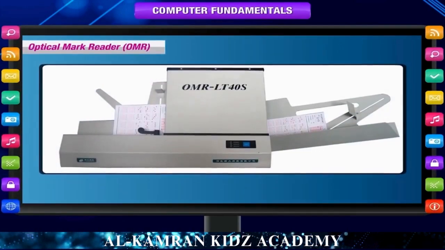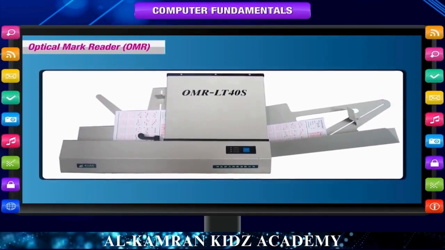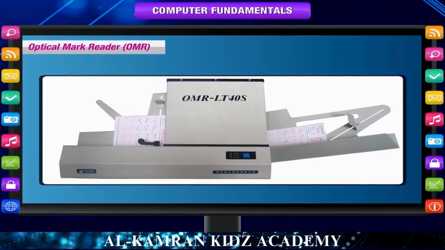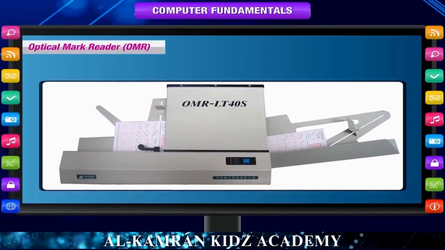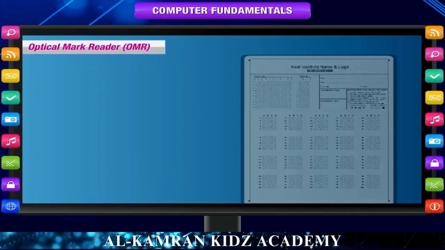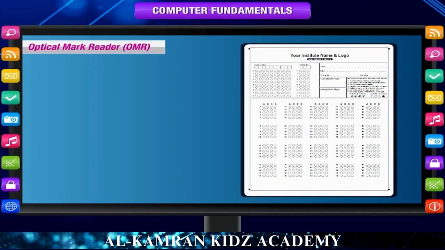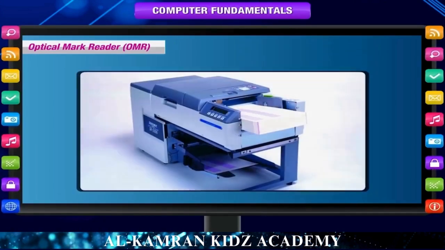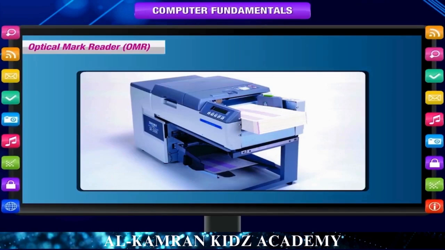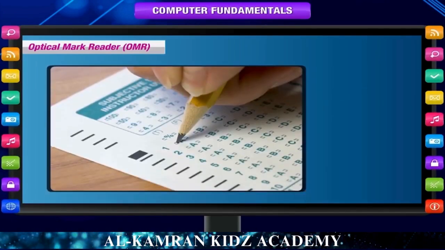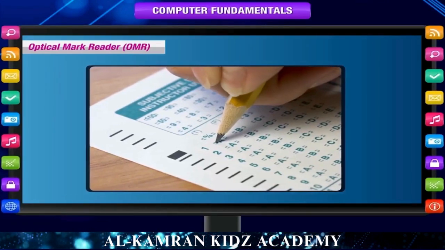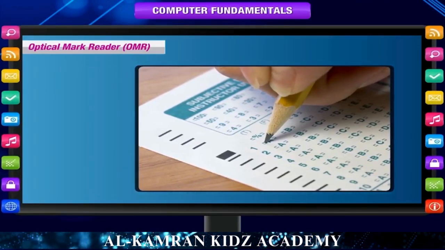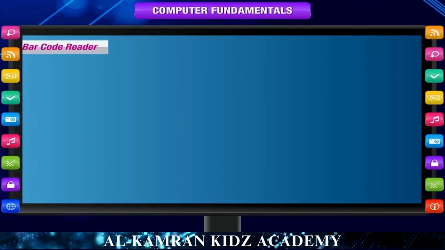Optical Mark Reader or OMR. OMR is a special type of optical scanner used to recognize the mark made by a pen or pencil on a specially designed sheet of paper. It is specially used for checking the answer sheets of examinations having multiple choice questions, out of which one answer is to be selected and marked.